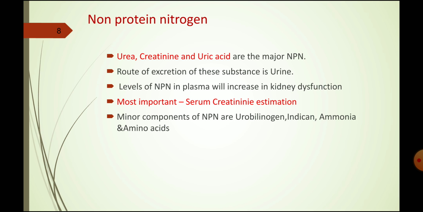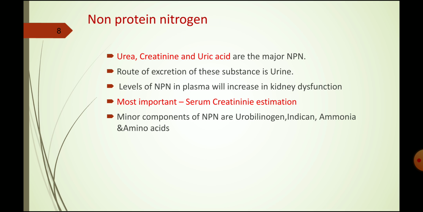Then, about the markers of renal function, the main things are non-protein nitrogenous substances, that is urea, creatinine, and uric acid, which are the major non-protein nitrogenous substances. The route of excretion of these substances is usually through urine. So the levels of NPN in the plasma will increase if there is any kidney dysfunction. Most important is the serum creatinine estimation. So the main marker of renal function is mainly the serum creatinine estimation.